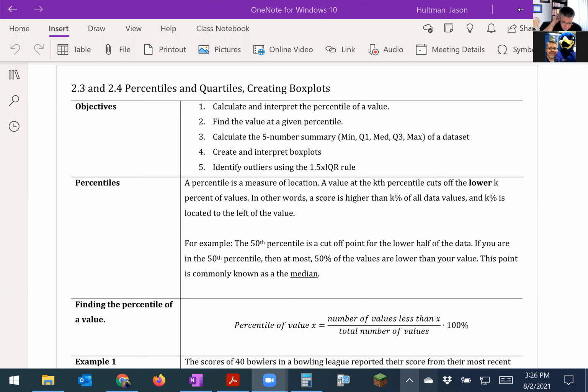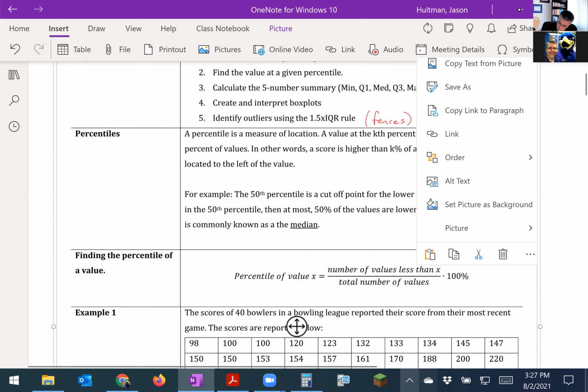Okay, so the objectives today: calculate and interpret the percentile of a value, find the value at a given percentile, calculate the 5-number summary, the min, the Q1, the median, the Q3, and the max of a data set, create and interpret box plots, identify outliers using the 1.5 times IQR rule. Okay, those are called the fences. We'll get into that.